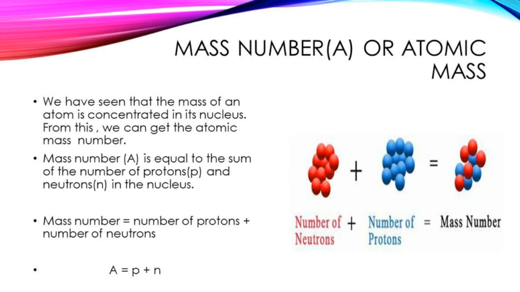Mass number or atomic mass. We have seen that the mass of an atom is concentrated in its nucleus, isn't it? So from this we can get the atomic mass number. So mass number A is equal to the sum of the number of protons and neutrons in the nucleus. So which decides the mass of the atom? The number of protons and number of neutrons. Okay, so mass number is equal to number of protons plus number of neutrons. So A is equal to P plus N.